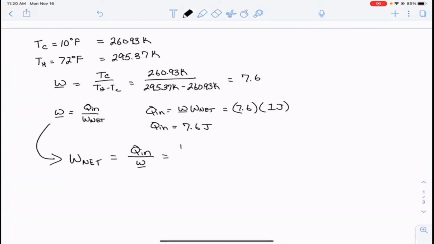And so the problem said that was 11 kilojoules per second divided by 7.6. And that's equal to 1.45 kilowatts. And there are other hiccups to problems like these that you could add as well.